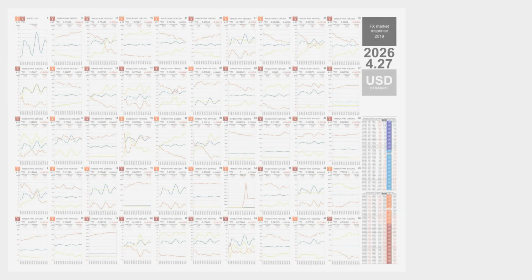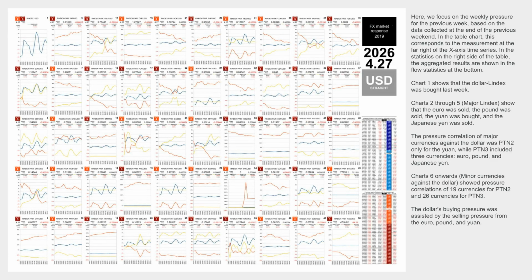Here, we focus on the weekly pressure for the previous week based on the data collected at the end of the previous weekend. In the table chart, this corresponds to the measurement at the far right of the x-axis time series. In the statistics on the right side of the table, the aggregated results are shown in the flow statistics at the bottom. Chart 1 shows that the dollar Lindex was bought last week. Charts 2 through 5, major Lindex, show that the euro was sold, the pound was sold, the yuan was bought, and the Japanese yen was sold.